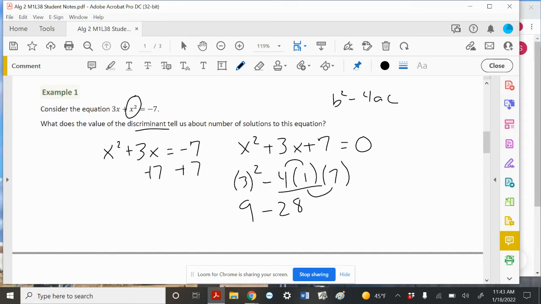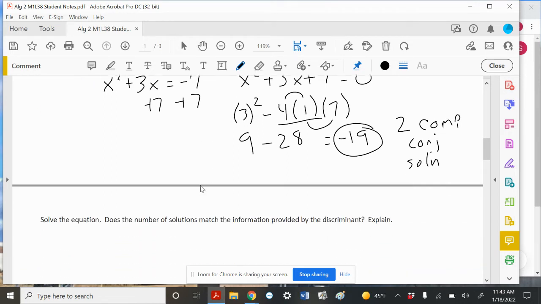I talked about this in an earlier video because that was a mistake: some people were doing 4 times 1 and then 4 times 7. No, that's not what you do. So we have 9 minus 28. That equals -19. What that tells me is I'm going to have 2 complex conjugate solutions. Okay, that's what I'm going to have.